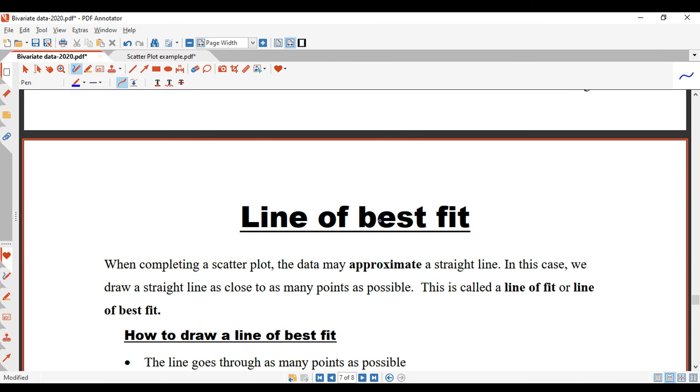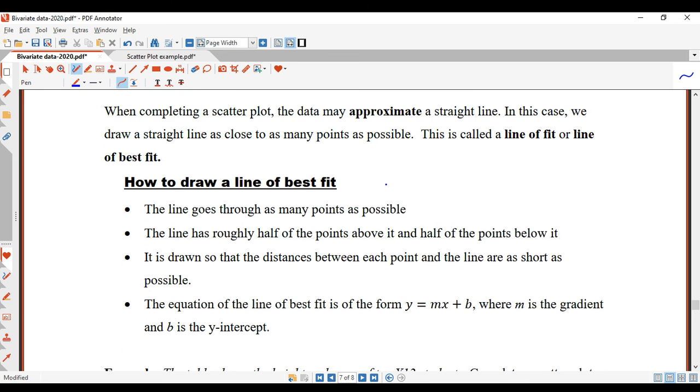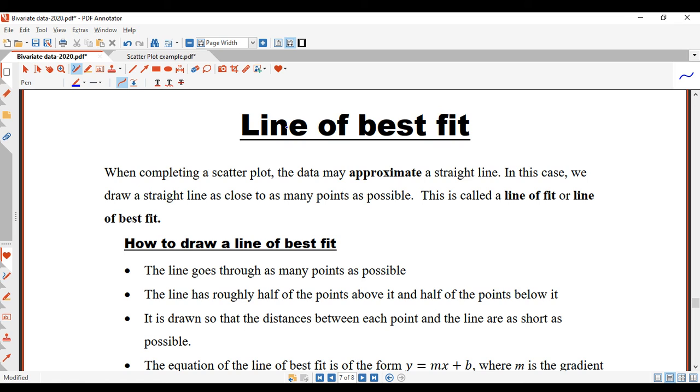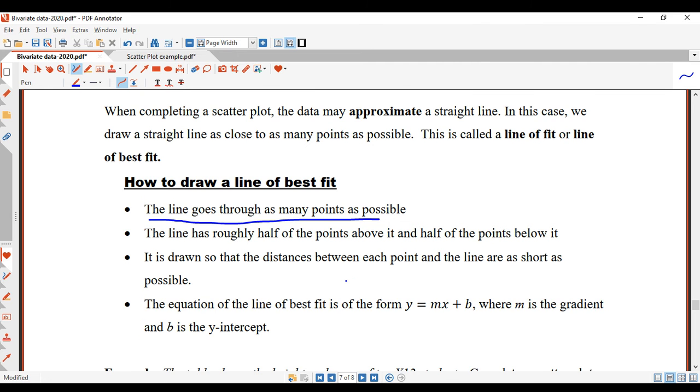Okay. Now, moving along to our line of best fit here. Now we're going to practice drawing lines of best fit. Now, when completing a scatter plot, the data may approximate a straight line. In this case, we draw a straight line as close to as many points as possible. This is called the line of fit or line of best fit. There's some general guidelines to drawing a line of best fit. First of all, the line goes through as many points as possible. Okay? And the line has roughly half of the points above it and half of the points below it.